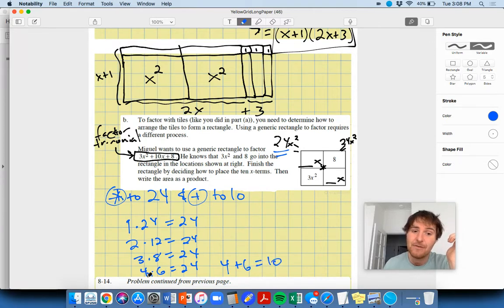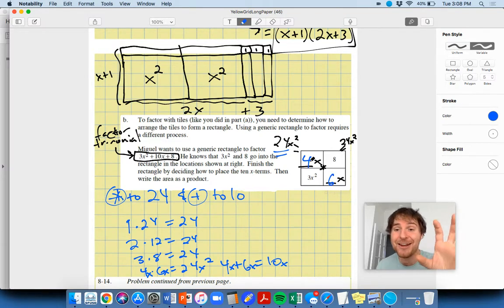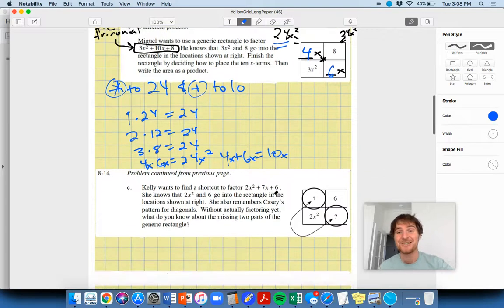So if I take 4x times 6x, I get 24x squared. Perfect, x squared up there. And if I take 4x and add it to 6x, this is how I should place my 10x's here. I can put 4x here and 6x there, and now I've laid out a rectangle, I can actually factor it. You can verify it with pieces too, but we're not doing that today.